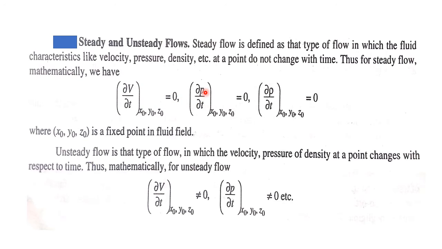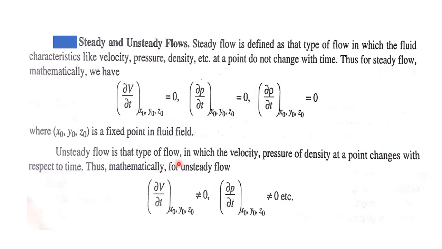Similarly, for pressure there is no change with respect to time, so we write dou p upon dou t equal to 0. Even for density, dou rho upon dou t equal to 0. That means steady flow implies no change with time. Even when time changes, the fluid characteristics like velocity, pressure and density do not change.